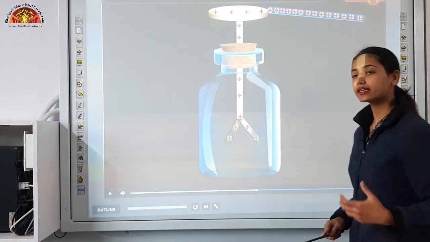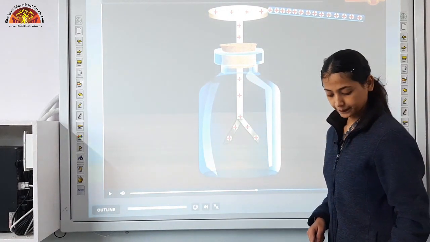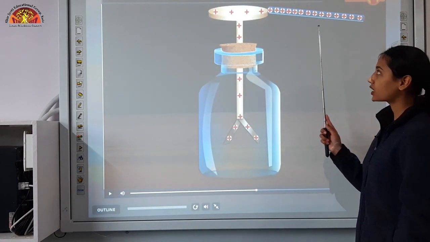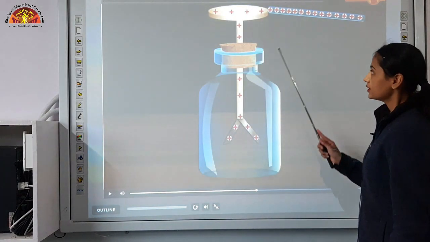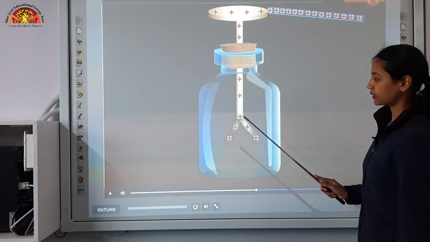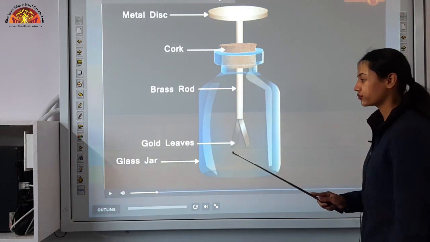Understood how we are detecting whether a body is charged or not? And if this body is uncharged, then there will be no transfer of charges, and it will remain the same like this. There will be no divergence.